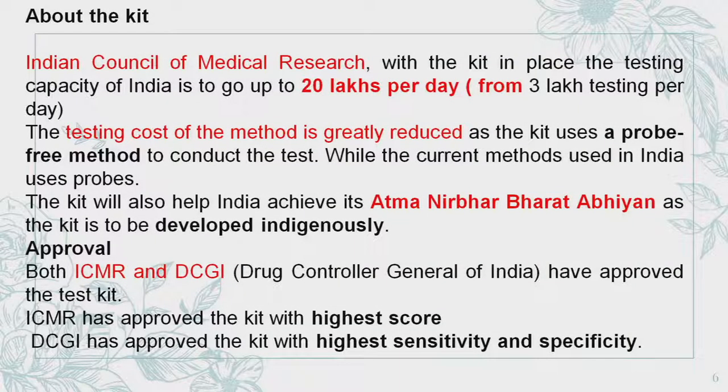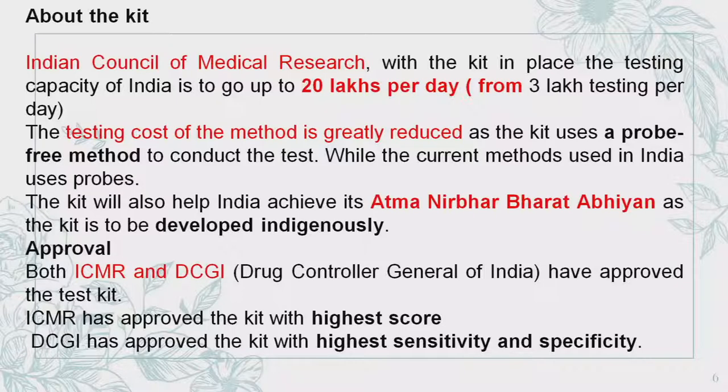When we go further about the kit, ICMR says that with the kit in place, the testing capacity of India can go up to 20 lakh per day from the current scenario of 3 lakh per day. The testing cost of the method is greatly reduced as the kit uses a probe-free method to conduct the analysis or test, while the current method is probe-based. The kit will also help India achieve its Atmanirbhar Bharat Abhiyan as the kit is developed indigenously.